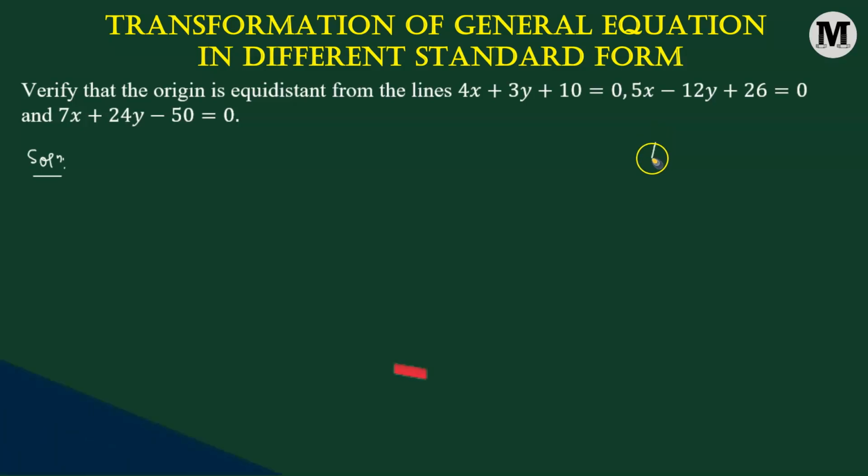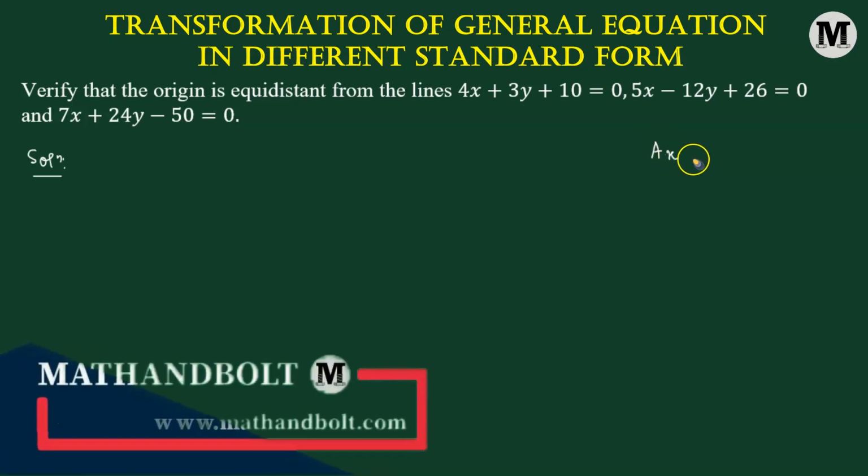Let's say we have the general equation of a line given by ax plus by plus c equals 0. This is referred to as the general form.